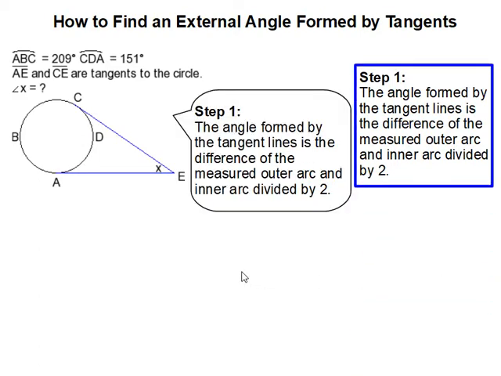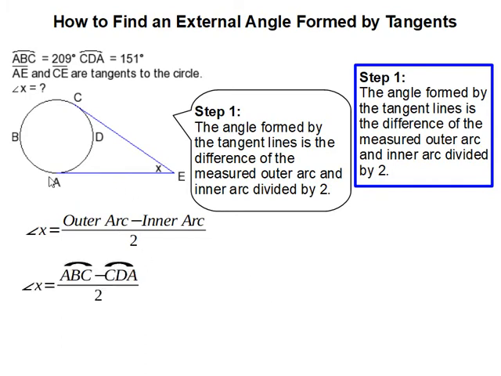Step 1. The angle formed by the tangent lines is the difference of the measure of the outer arc and the inner arc divided by 2. So the formula would look like this. X would be our angle, and that's equal to the outer arc minus the inner arc divided by 2.